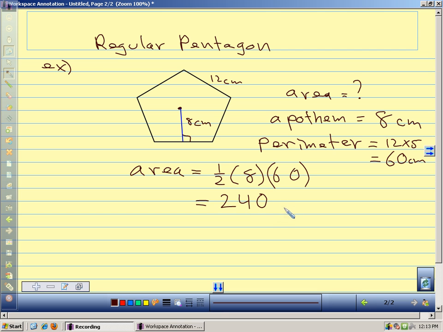And our units? Centimeters squared. We're talking about area, so our units are going to be squared. So the area of this pentagon is 240 centimeters squared.